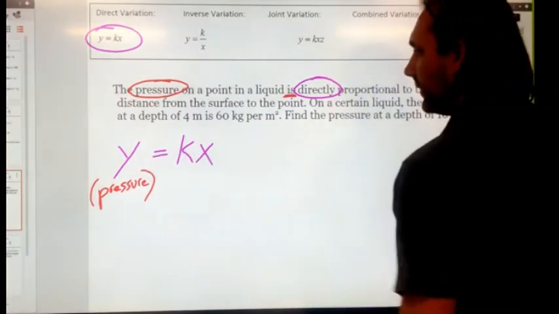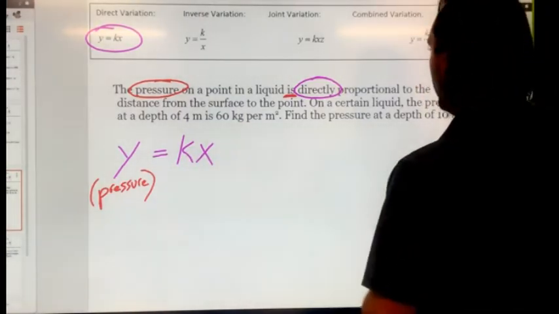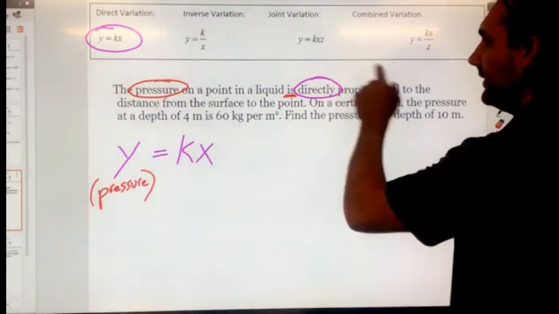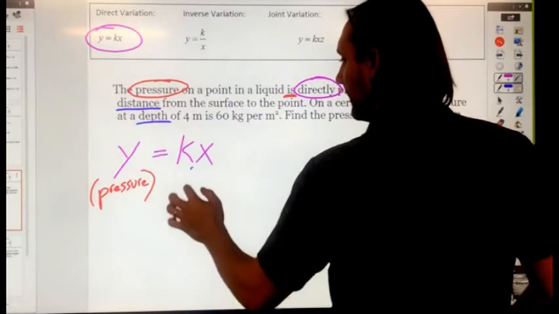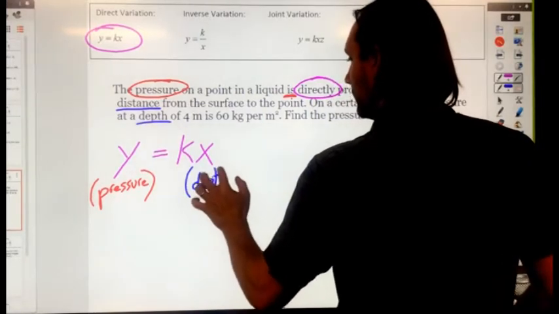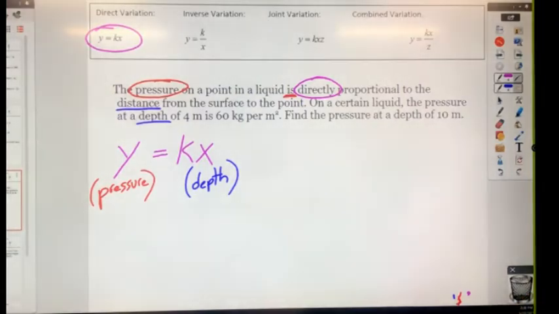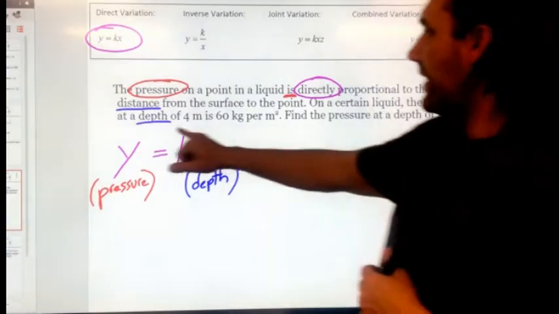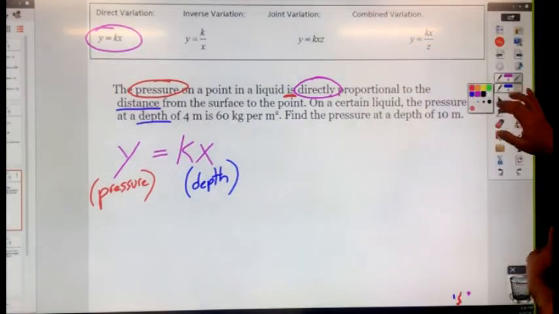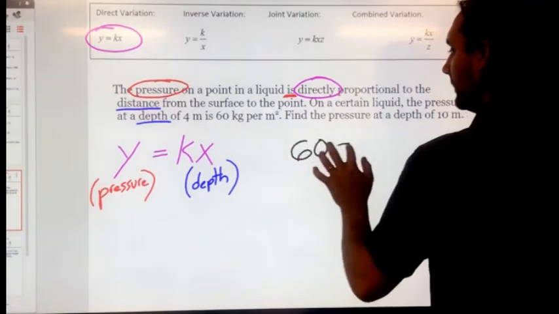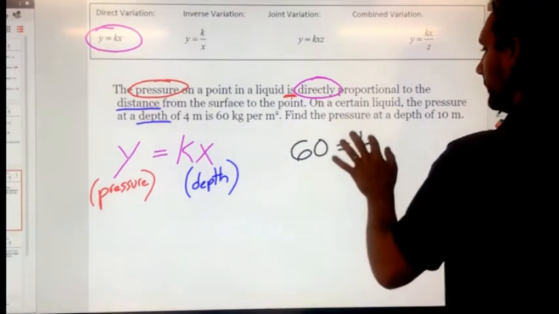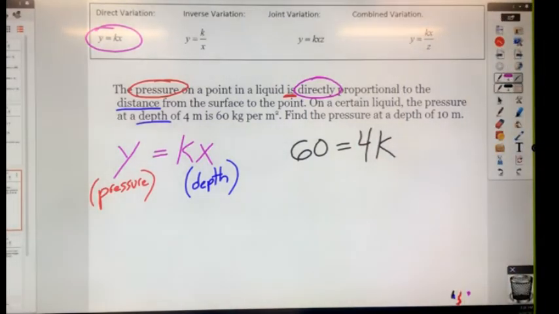That makes k my constant number. X has to be the other unit of measurement, which is distance or depth. Now that I have a label, I can plug in my numbers. The pressure at a depth of 4 meters is 60 kilograms. So y equals 60, and I have a depth of 4, so 60 equals 4k. That will allow me to find my constant value for k.